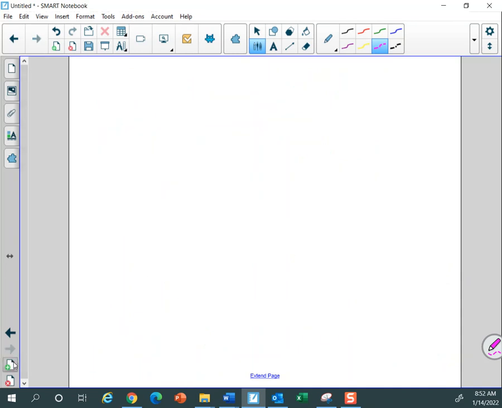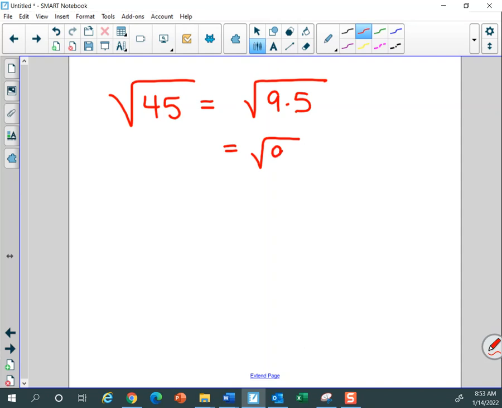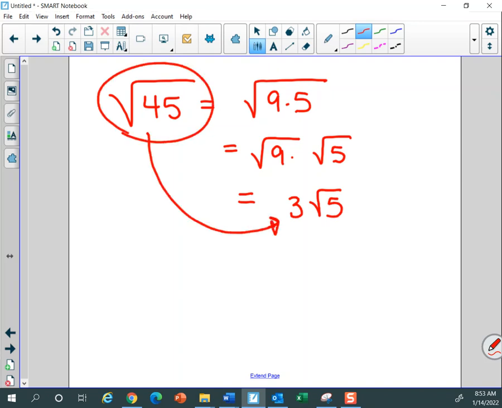And if you're sitting there going, well, how the heck did you do that? Maybe you forgot. Remember 45, if we rewrite it as 9 times 5, we can look at the square root of each factor, and the square root of 9 is 3. And so that's how root 45 becomes 3 root 5. Okay.